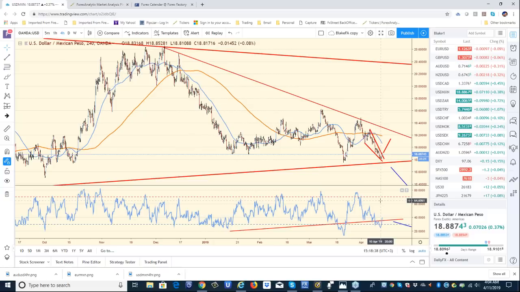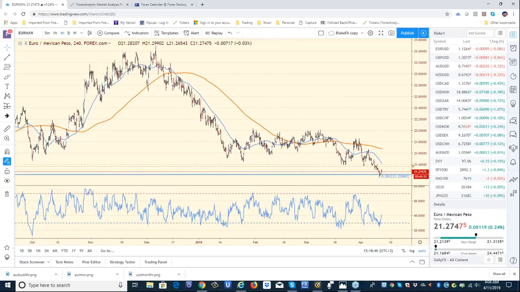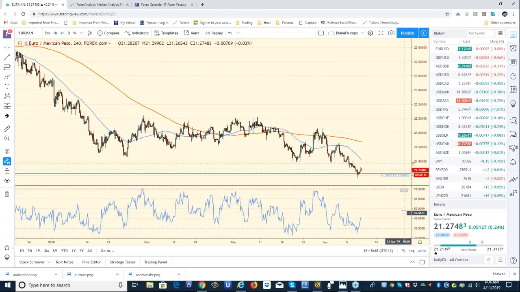Now, it's not just the dollar Mex. I'm going to actually take you over to the Euro Mexican peso. Now, I know a lot of you guys can't trade this pair. I can, and I am. I actually just bought some this morning. Now, let me show you the reason why.